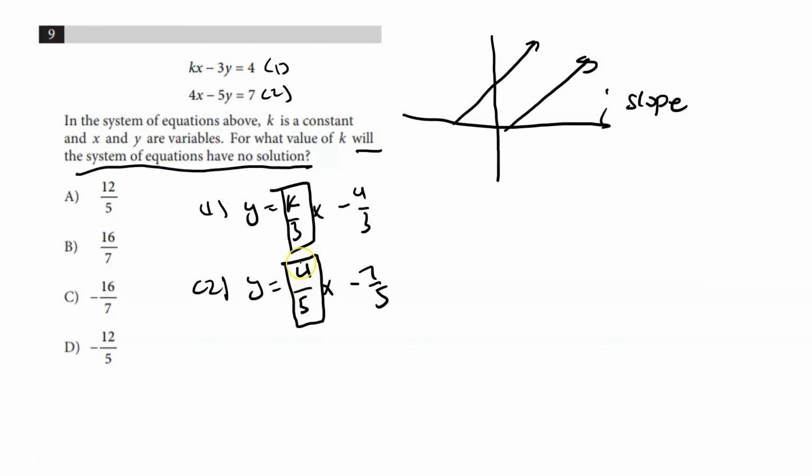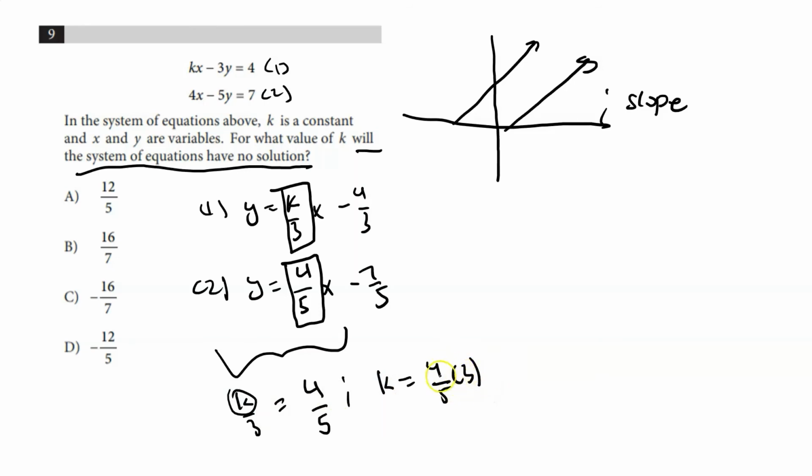And what does this mean? Like I said, because the two lines are parallel, these slopes are equal. Thus, k over 3 equals 4 over 5. And if we multiply both sides by 3 to get k alone, we have that k equals 4/5 times 3. And this can be written as k equals 12/5. And that is answer choice A.